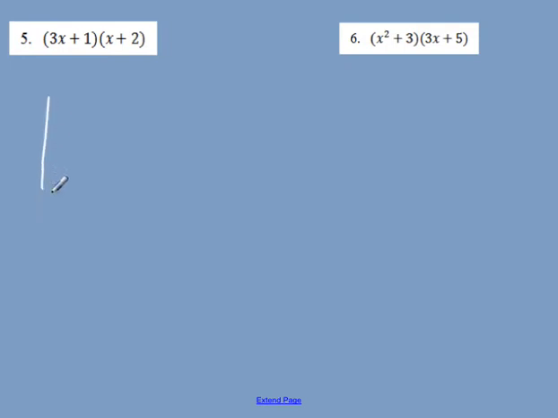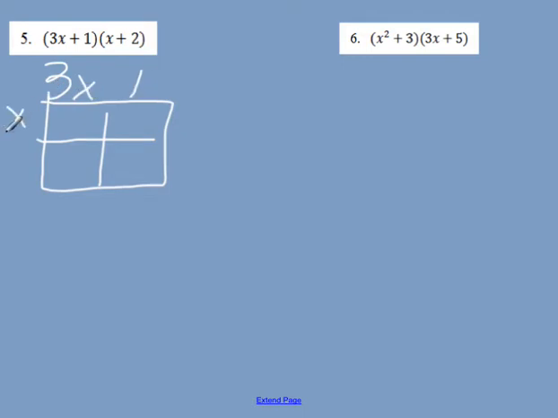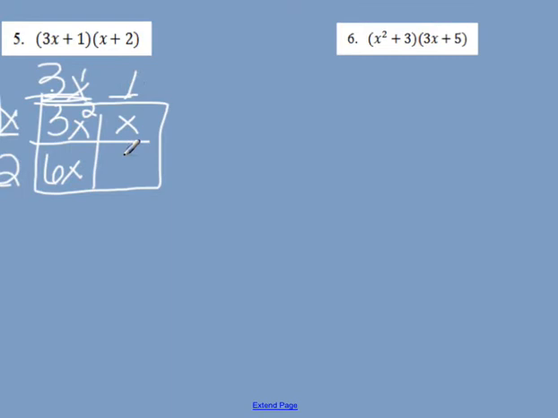So for number 5, I'm going to set up my box. I have 3x plus 1 here, and then I'm going to have x plus 2 going down. So I have 1x times 3x. So 1 times 3 is 3. X to the first times x to the first, add those exponents and you get x squared. 1x times 1 is just x. 2 times 3 is 6, and then x. 2 times 1 is 2.